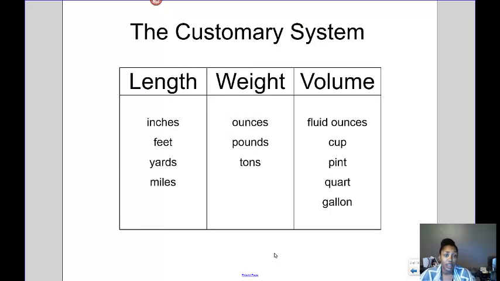Then we have the customary system, which is what you should be really familiar with. This is inches, feet, yards, miles, ounces, pounds, cups, pints, gallons.